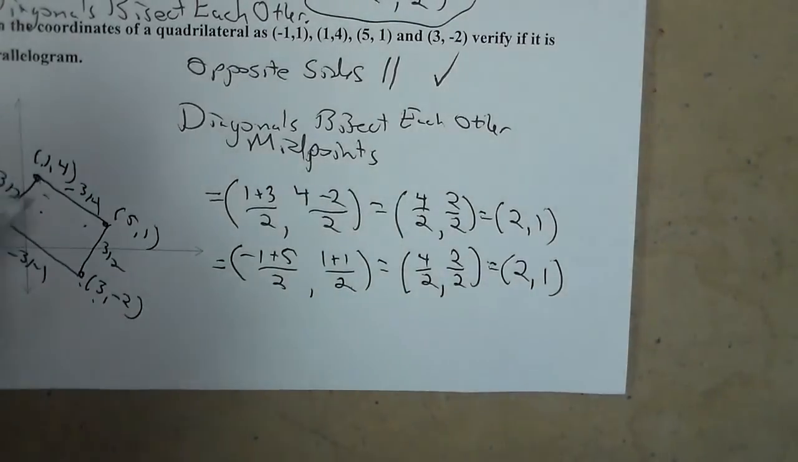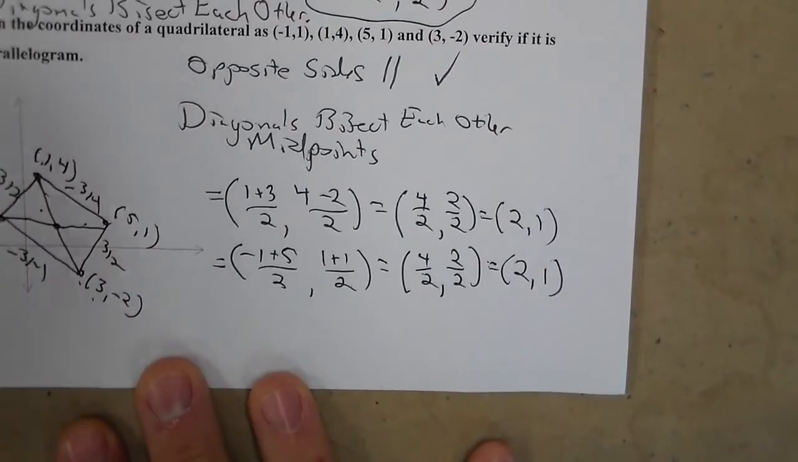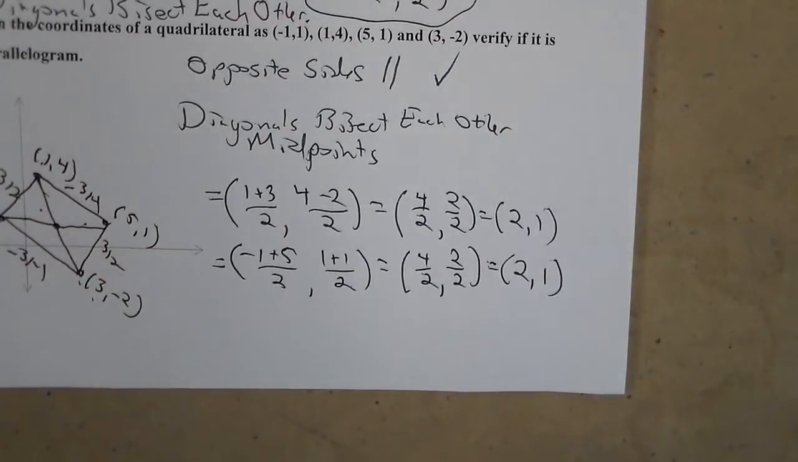So the fact the midpoints are at the same point, it tells us the diagonals bisect each other. The final option you could do is use distance formula, but that would be a little bit messy. I would go through and just show opposite sides parallel, or even the fact that diagonals bisect each other.